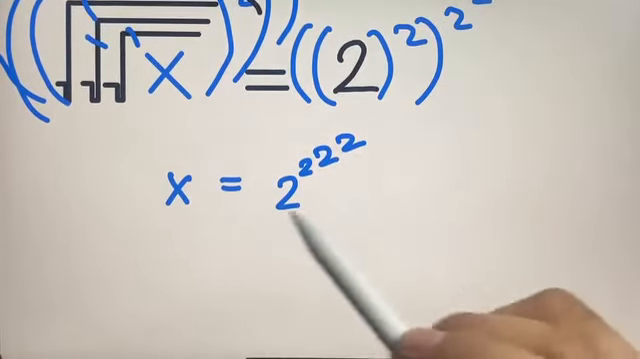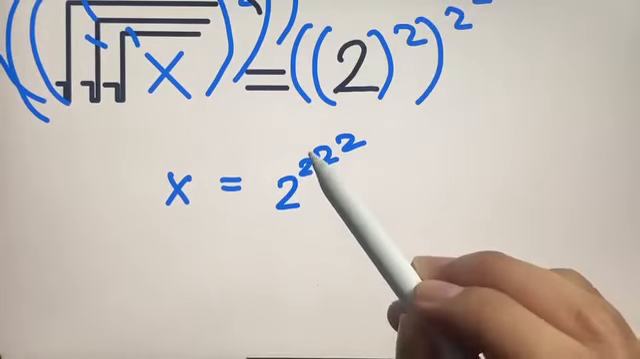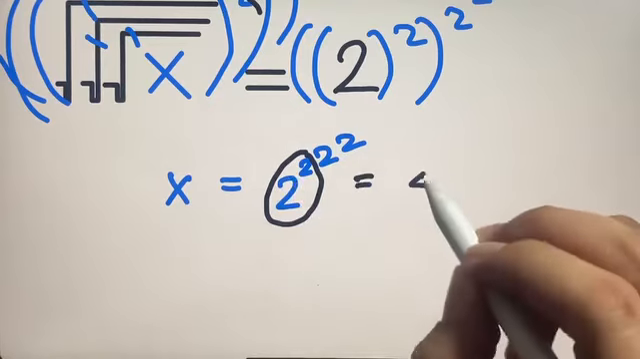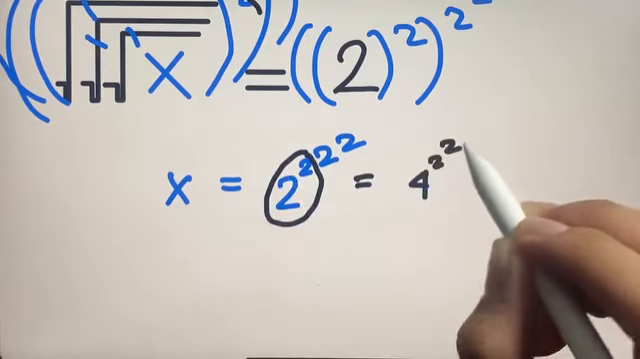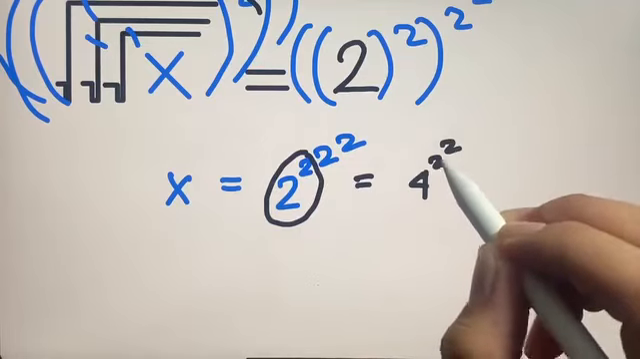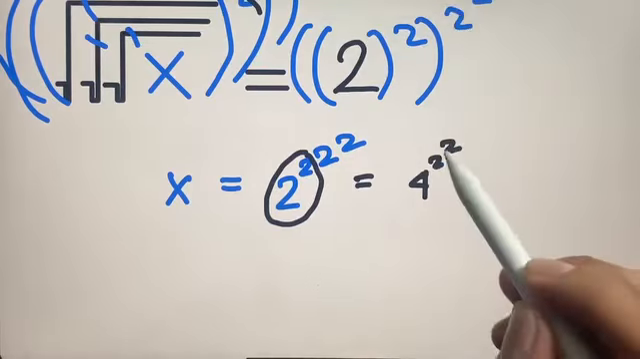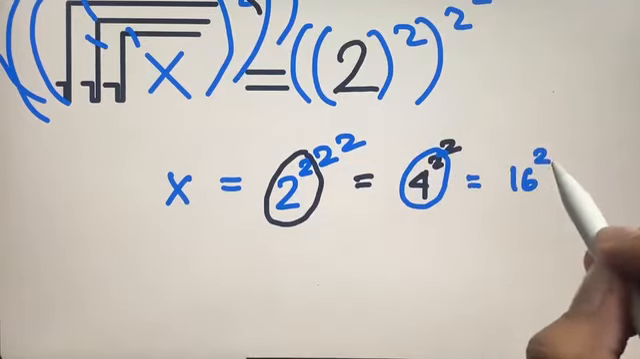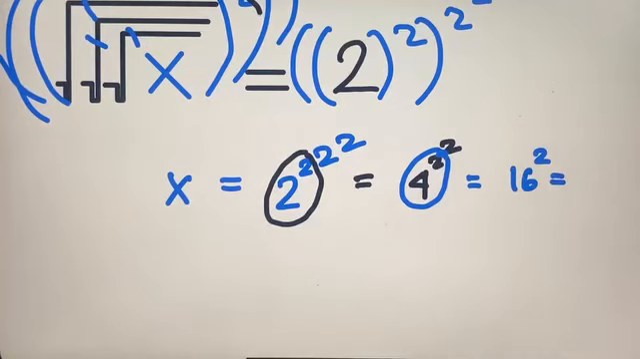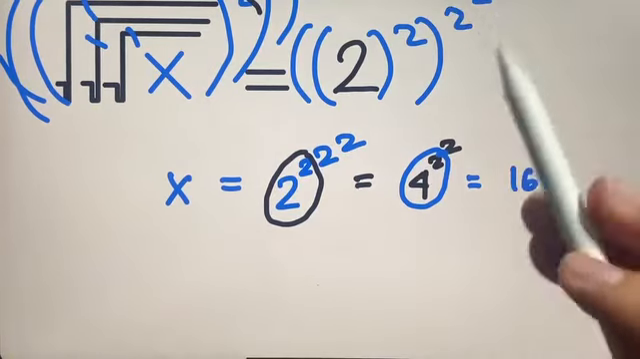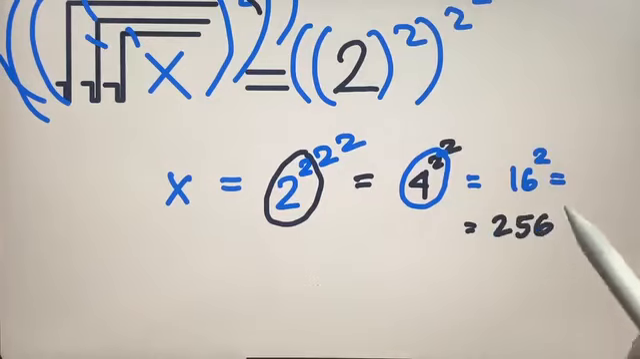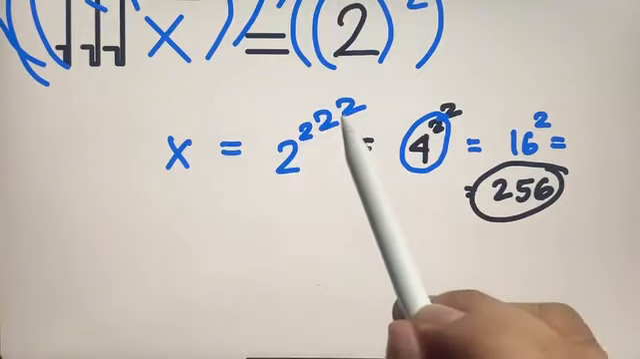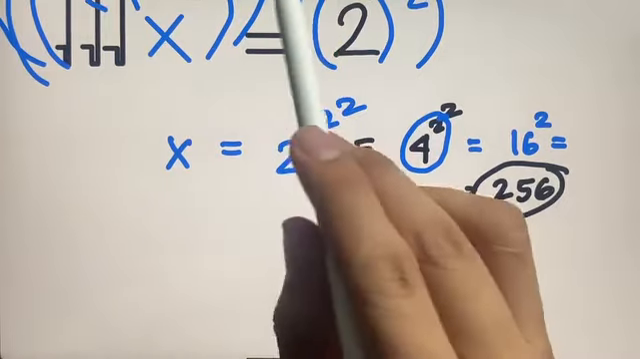So in here, how do we solve this one? There are two ways. You may proceed solving one by one. That would be 2 raised to the power of 2, which is equal to 4. Now you'll end up having 4 raised to the power of 2, which is raised to the power of 2. You may also proceed by solving this one, that would be equal to 16. And what would be left finally would be 16 raised to the power of 2, and that would be equal to 256.